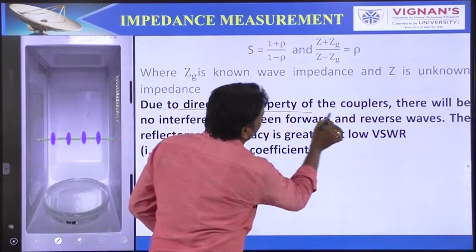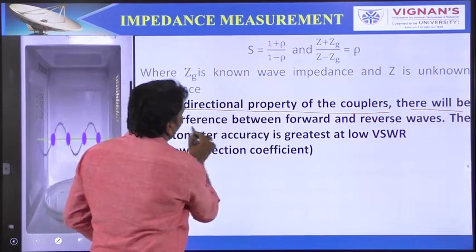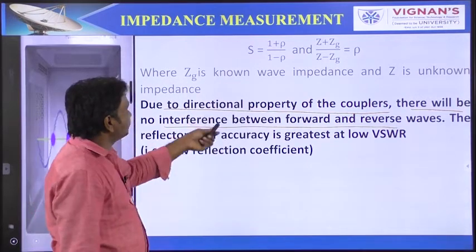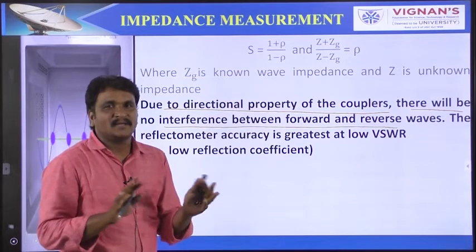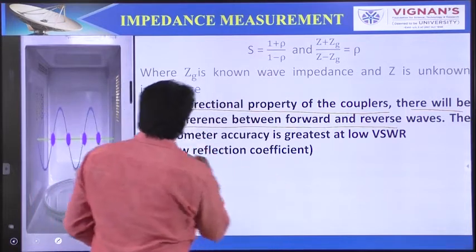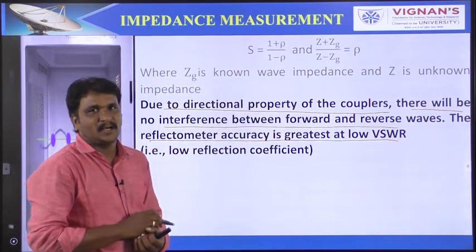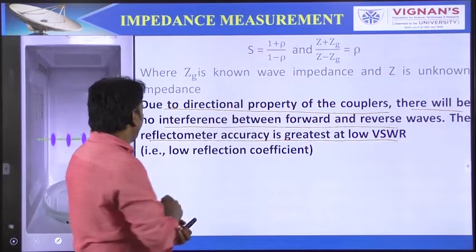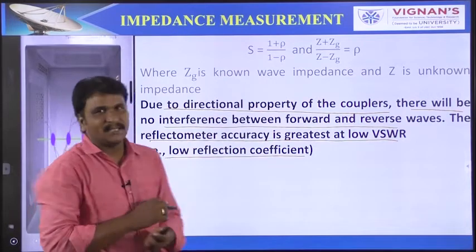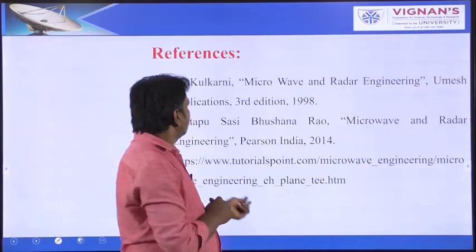Due to the directional property of the couplers, there will be no interference between forward and reverse waves. Because of this directional property, there is no interference between the forward directional coupler and the backward directional coupler. So the reflectometer accuracy is greatest at low VSWR, that is, low reflection coefficient. This is your impedance measurement by using the reflectometer method, right?